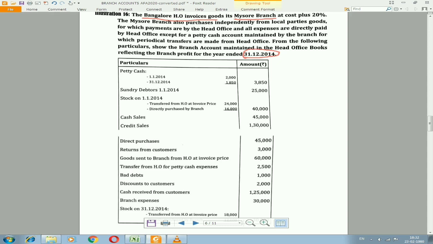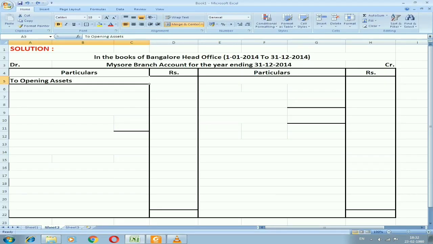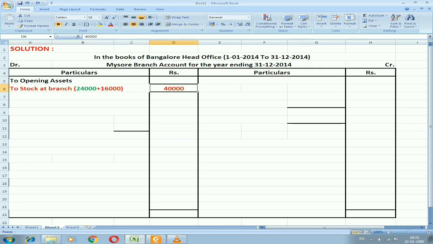First one, I'm always going to start with the stock. So make a habit of always starting with the stock. Here in the illustration we have stock on 1/1/2014. These two stocks are purchased in two ways. One is received from head office and one is directly purchased by the branch. Both amounts will be taken as opening balance. I'm going to enter it as To stock at branch 24,000 plus 16,000, totally 40,000.